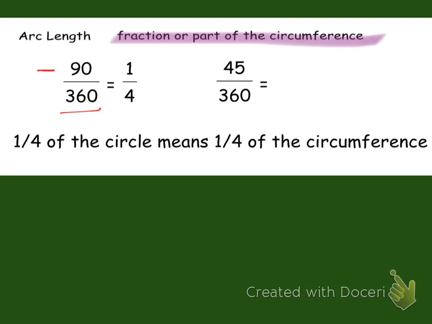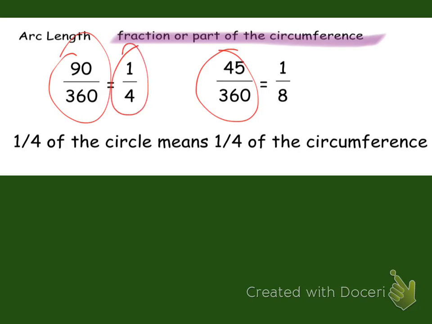Likewise, if I take 45 of the 360, all I've got to do is simply reduce that. So 45 divided by 360, if I reduce that down, you're going to reduce that to 1/8. So when you're talking about 1/4 of the circle, that's 1/4 of the circumference, because here you have degrees. And then here you have 1/4 of the circumference, or in this case over here, 1/8 of the circumference.